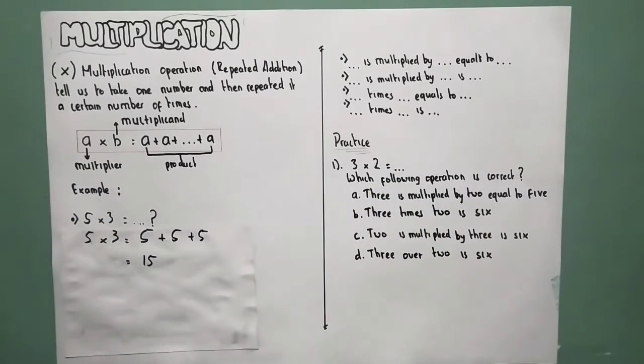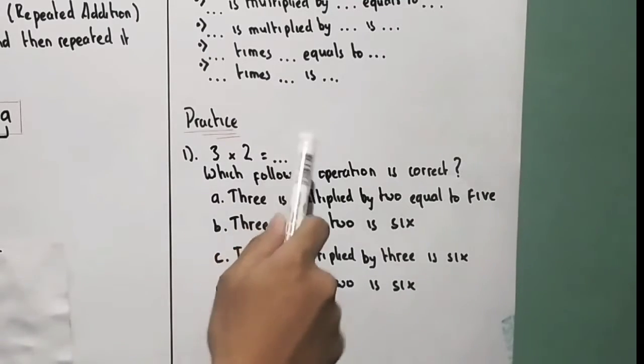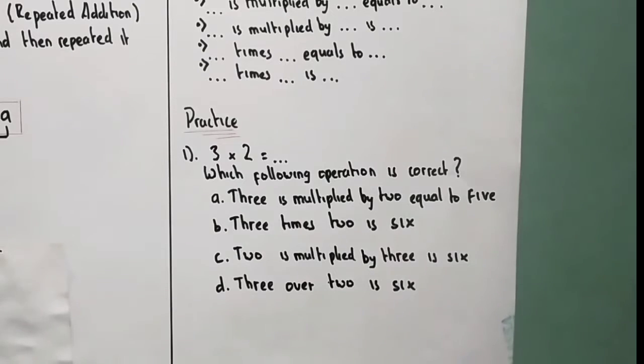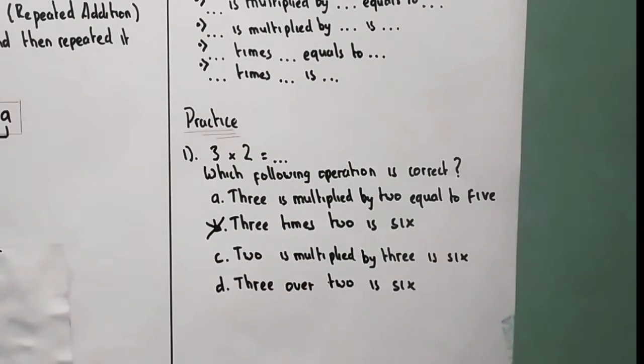Now we go to the practice. The question is 3 times 2 is equal to what? Which following operation is correct? Anybody can answer? Yes, the answer is B. So, why option A, C, D is wrong?